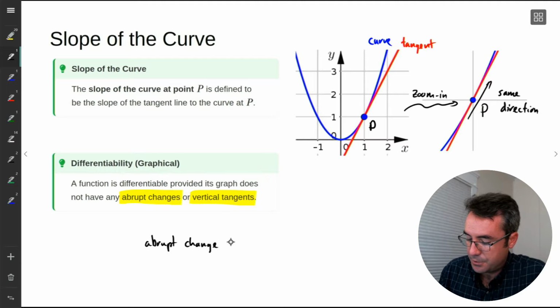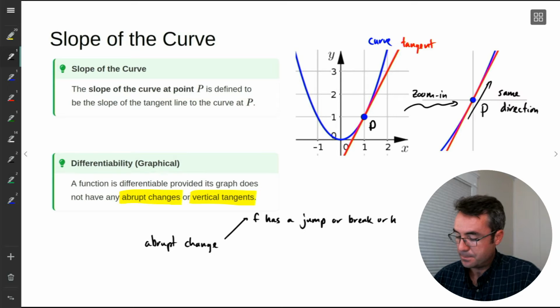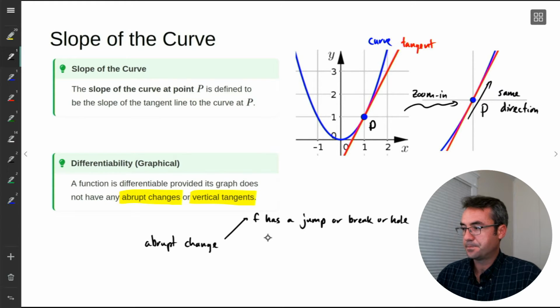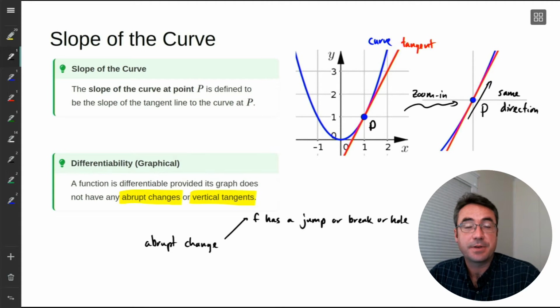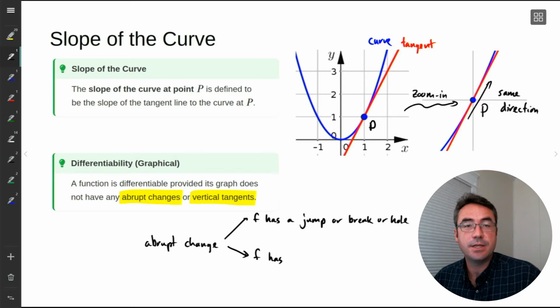There are two scenarios here. Our function f has a jump, a break, or a hole at a specific x value. So an abrupt change is where our function has a jump, a break, or a hole. Another possibility is where our function has a very sudden change in the slope.